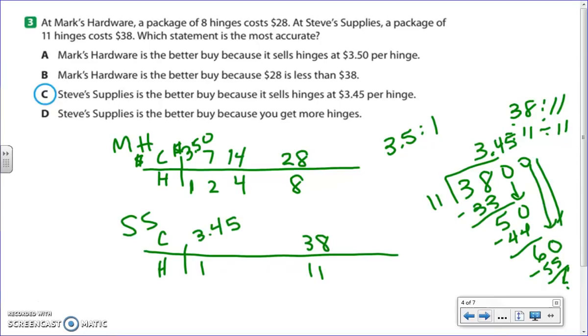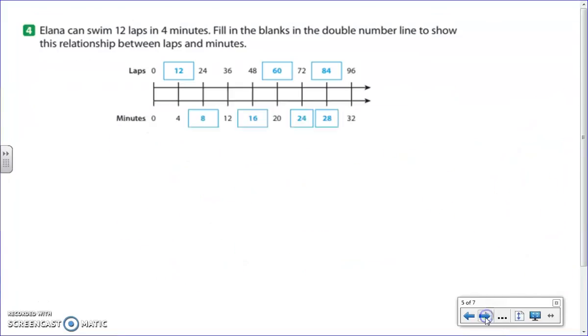when I compare to see which statement is the most accurate, C is a good choice because it says it's a better buy. The hinges are less per hinge. One hinge would cost $3.45 at Steve's, and it would cost $3.50 at Mark's. So it's not much difference, but Steve's is slightly less expensive, or more inexpensive.